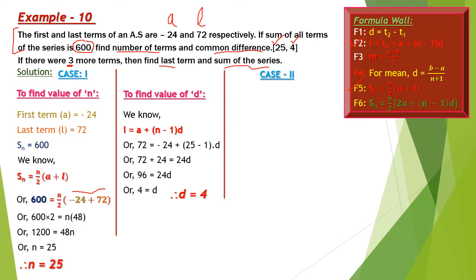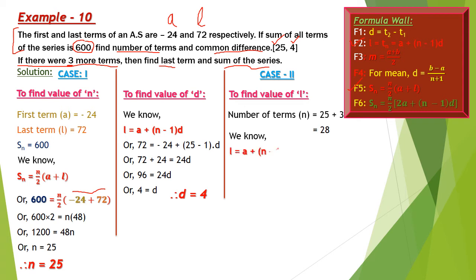Now case 2. In case 2, we have to find the value of l. The number of terms will be the 25 terms plus 3 terms. You can read this condition again: if there were 3 more terms, there are 25 terms, so the number of terms will be 28. Now we have to find T28. Our last term is T28. We know l is equal to a plus (n minus 1) d. We have a as minus 24, n will be 28 minus 1, and d is 4. So our last term will be 84.